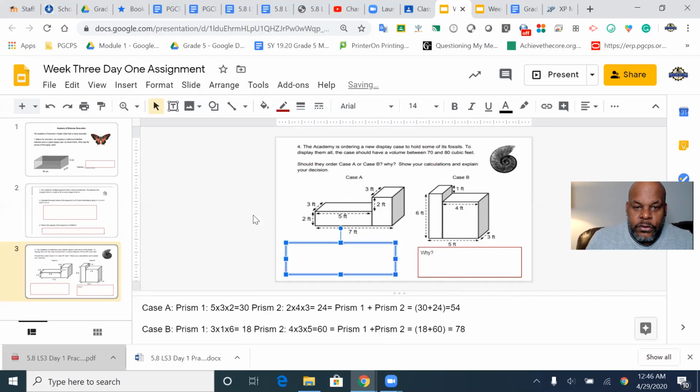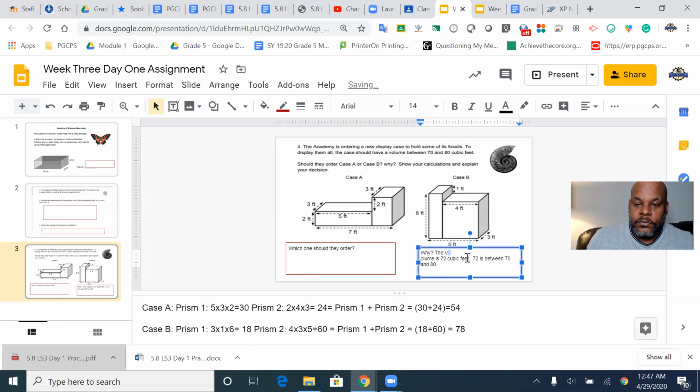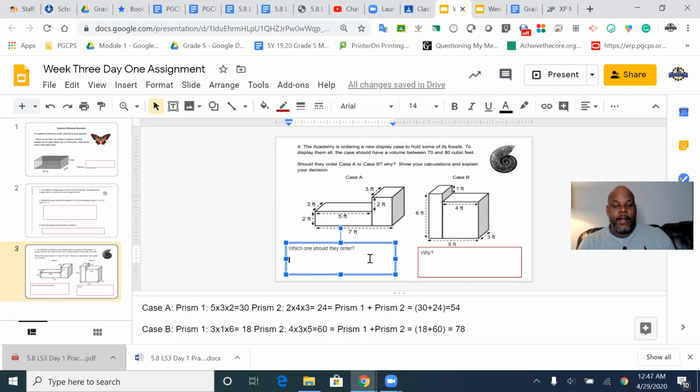So the question asks, which one would he choose? All right. So the question, remember the original question asked what? Should they order case A or case B? Because they need to display them all, and the case should have a volume between 70 and 80. So which case should they order? All right. I do believe that based on our measurements, which one is between 70 and 80? It's case B. So they should order case B.